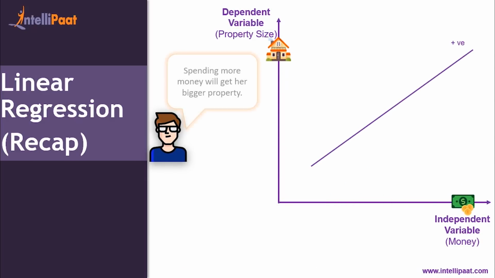So here are our dependent variable and independent variable. Property size is the dependent variable and money is the independent variable. What does this guy want to do? He wants to find a relation between the property size and money. So if you want a house of bigger area or bigger property size, then you have to spend more money. So both of them are directly proportional, right? So in this case, we'll get a positive linear regression line. That is, spending more money will get her a bigger property, okay?